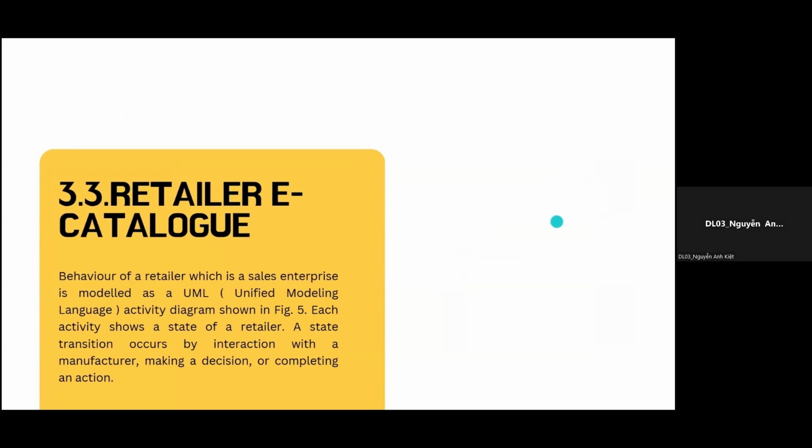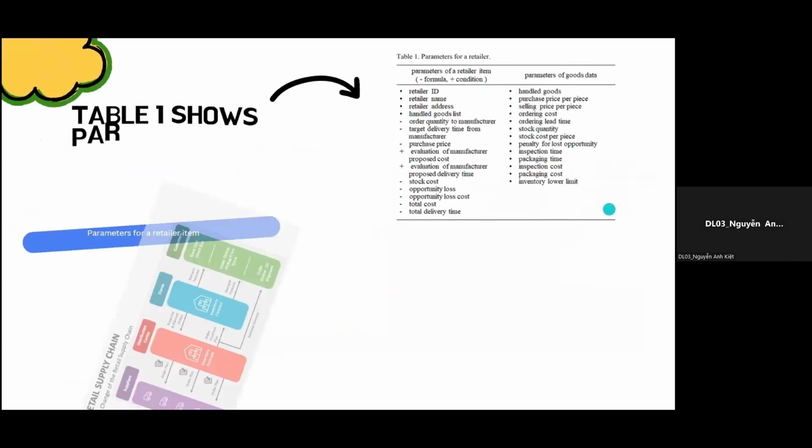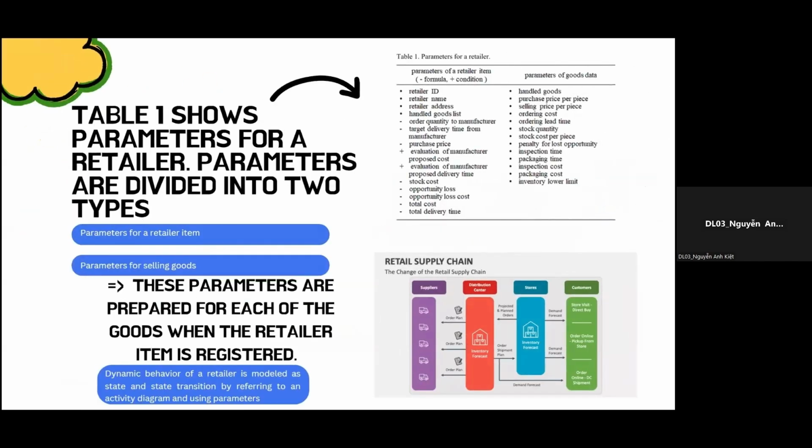Each activity shows a state of a retailer. A state transition occurs by interaction with a manufacturer, making a decision, or completing an action. Next, please. So this is table one. Table one shows parameters for a retailer.